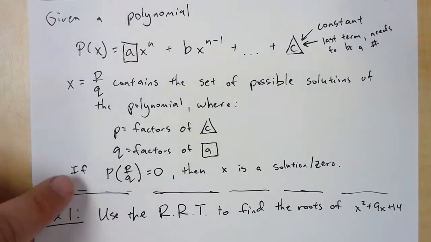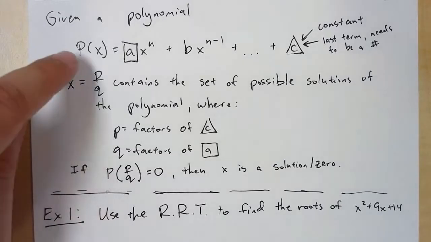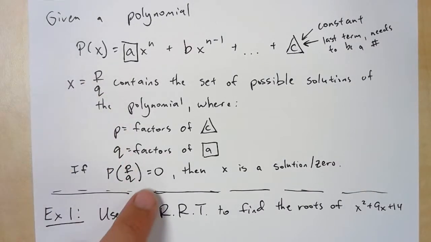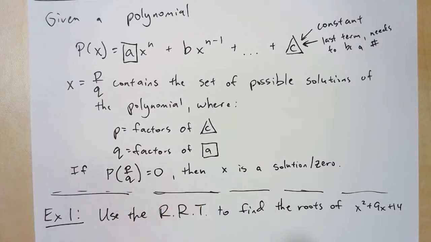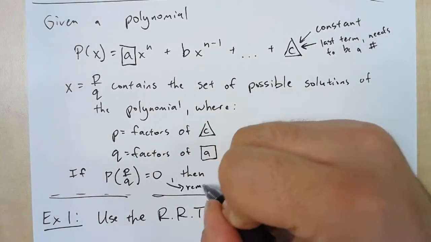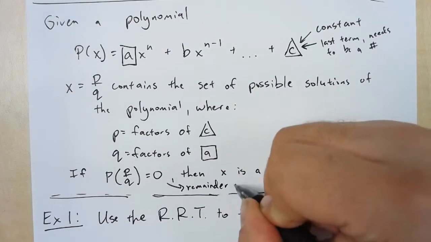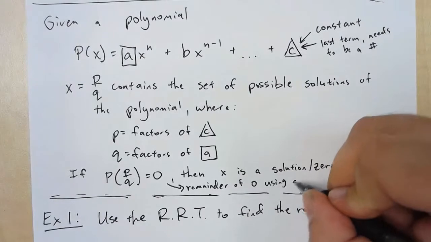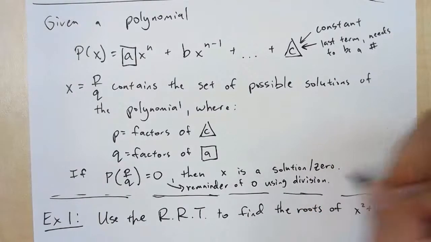So then, if we put this ratio in our polynomial with long division and we get a remainder of 0, then x is a solution or a 0. So this says that we get a remainder of 0 using either long division or synthetic division, but I like to use synthetic division since it's much faster.